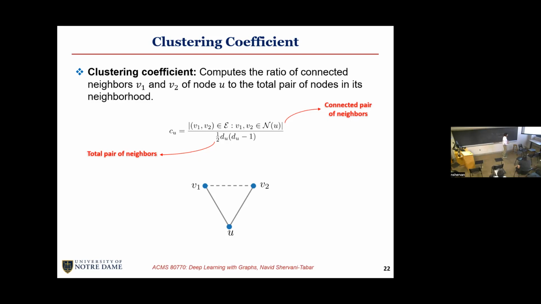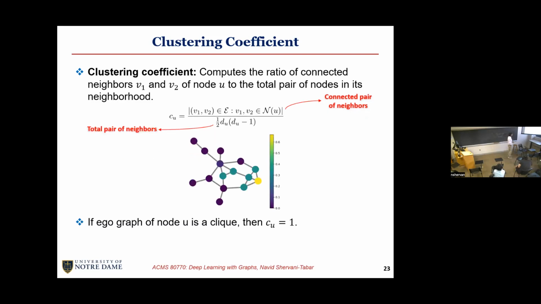And it finds the ratio of connected neighbors to the total number of pairs of neighbors that it has. So, for instance, here we have a total of one pair of nodes that are a neighbor of U, and we see that 0 of them are connected to each other, right? Therefore, it's going to be 0 over 1.